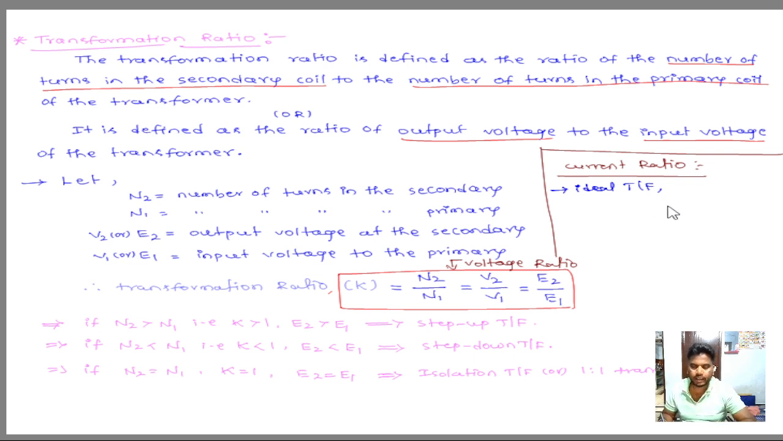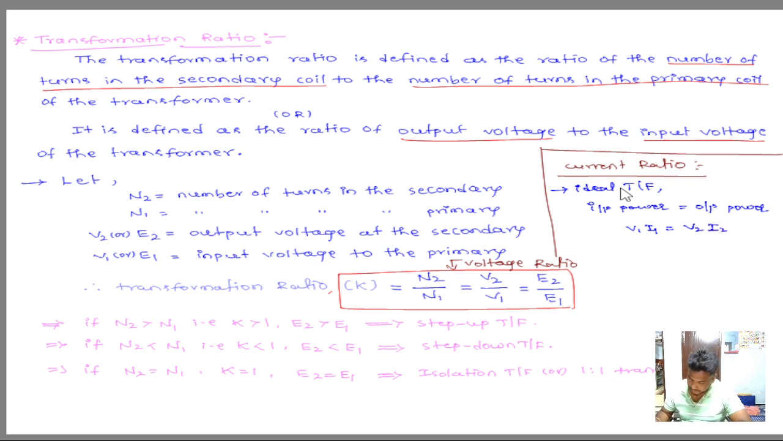A transformer is said to be ideal when there are no losses occurring in the transformer. When there are no losses, input power is equal to output power. Input power we consider as V1 I1, and output power we consider as V2 I2.